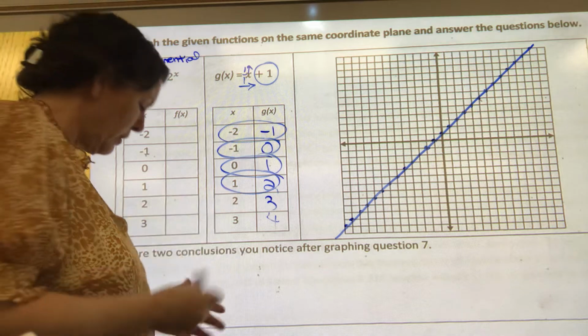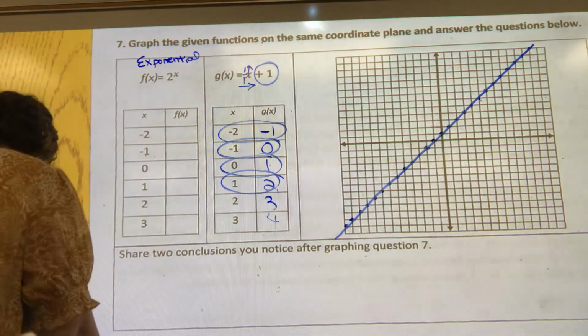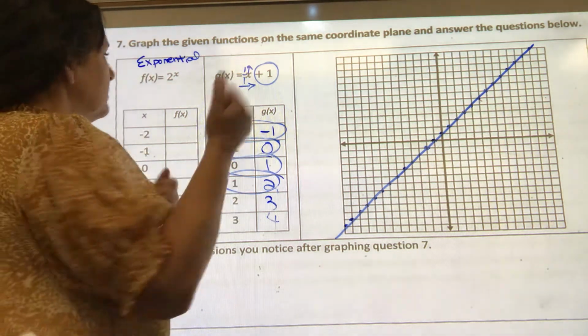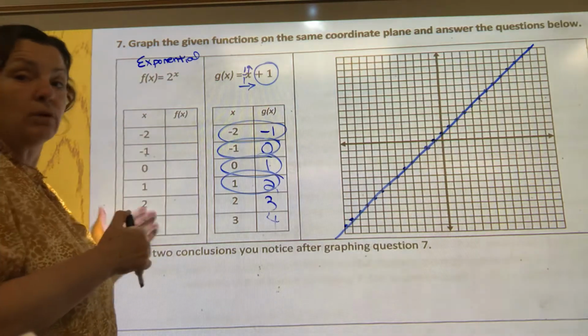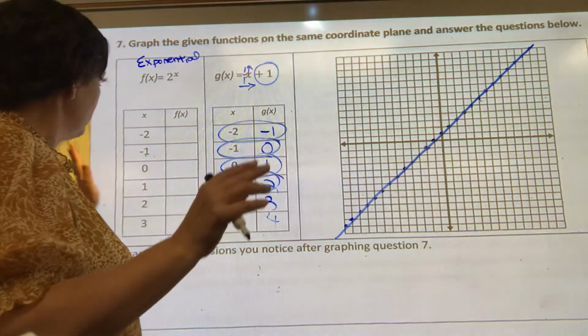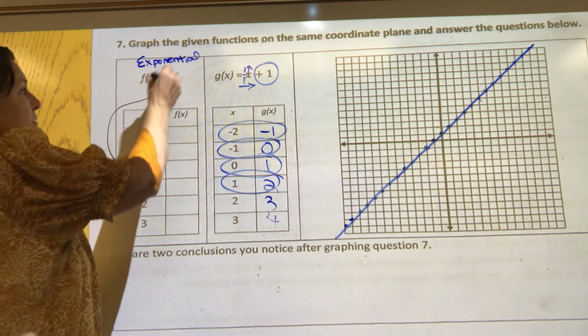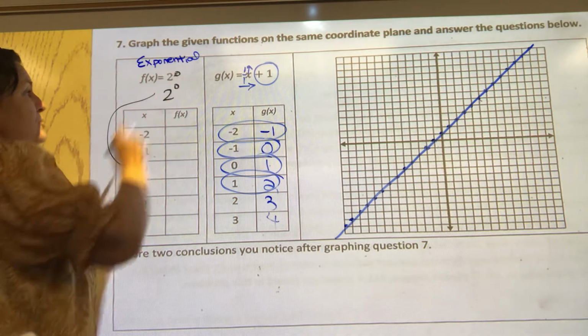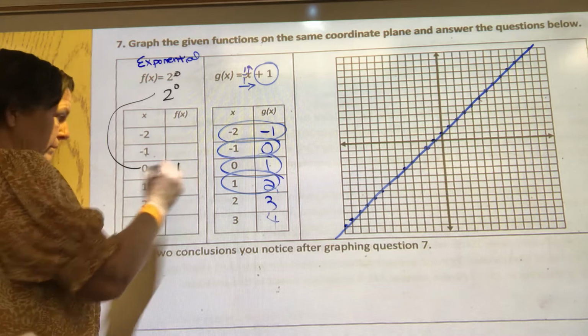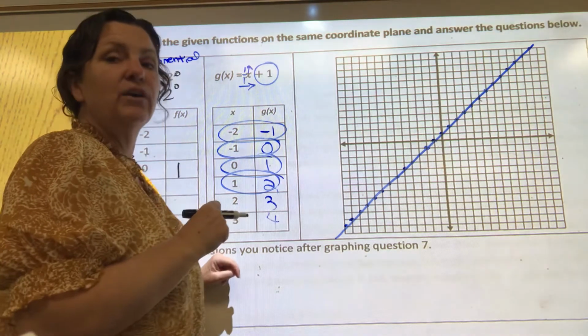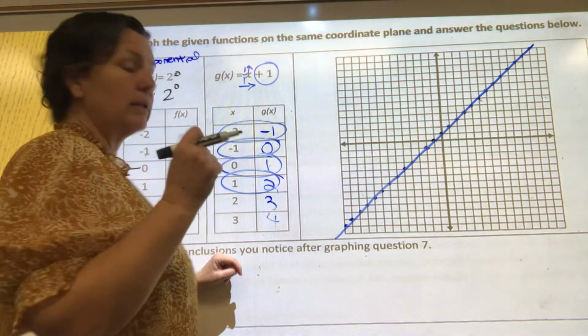Now, I'm going to do the other one in a different color. Let's go with black. So, now I'm going to do this one. You can use a calculator. You don't have to, do it with me. Let's start with the easy ones, like 0. Anything to the power of 0 is 1. We've covered that so much, and the poster is still up.